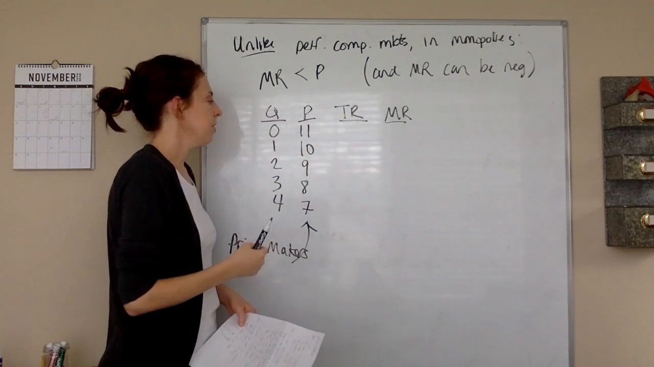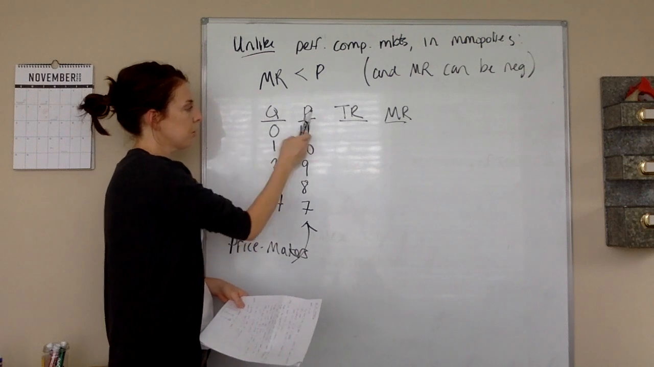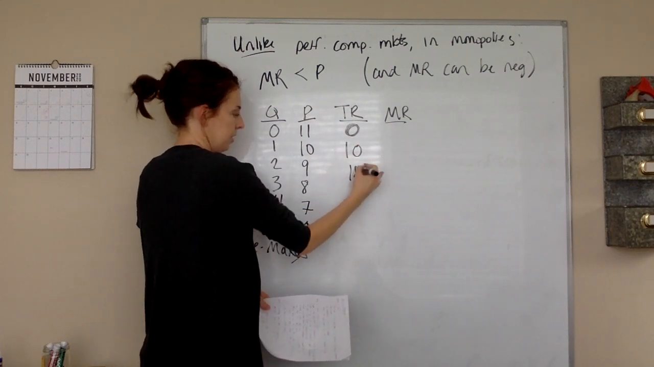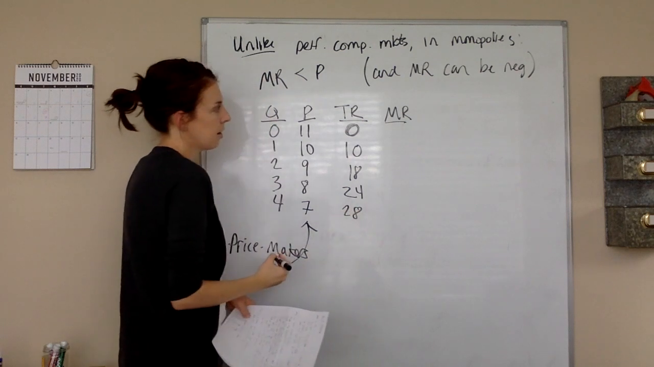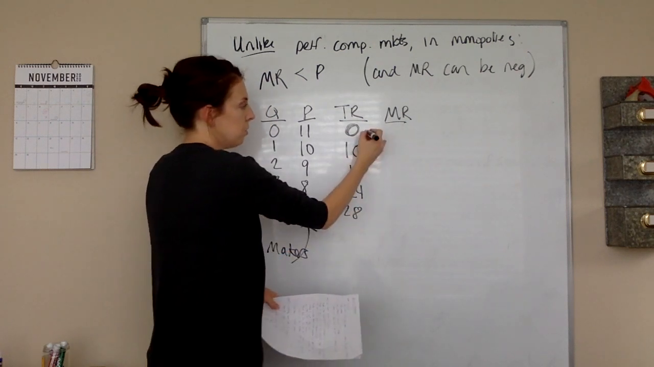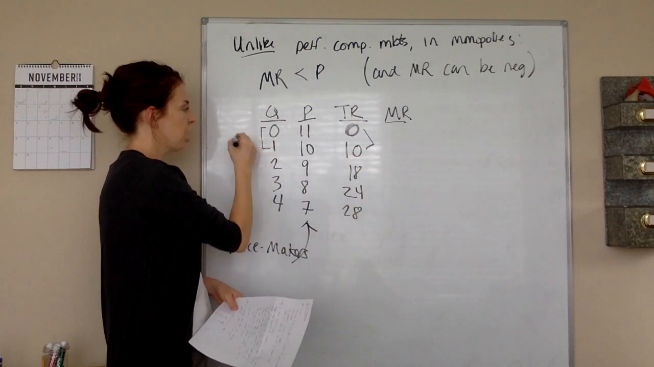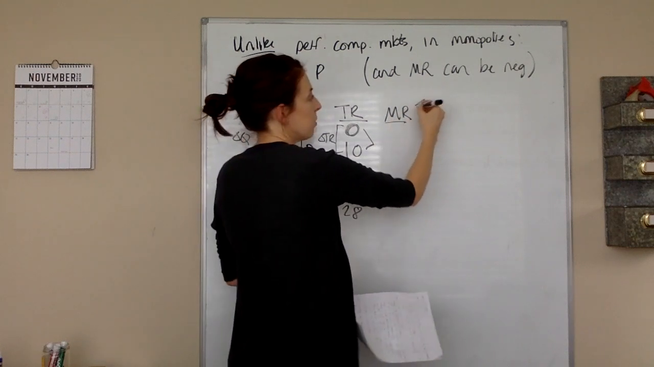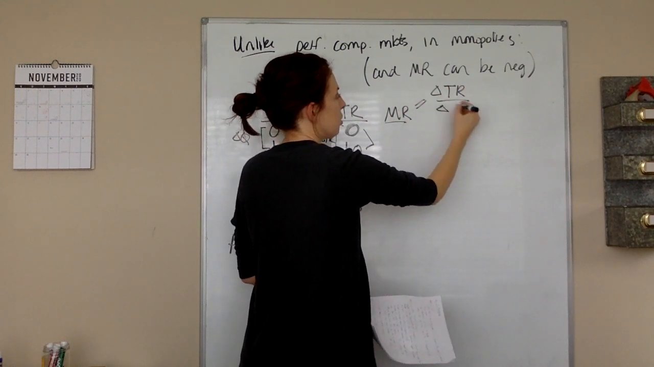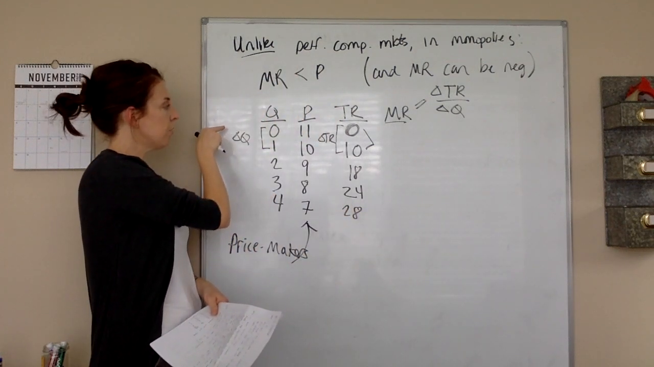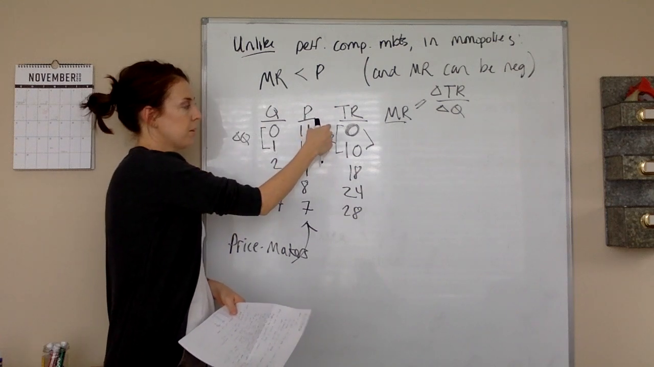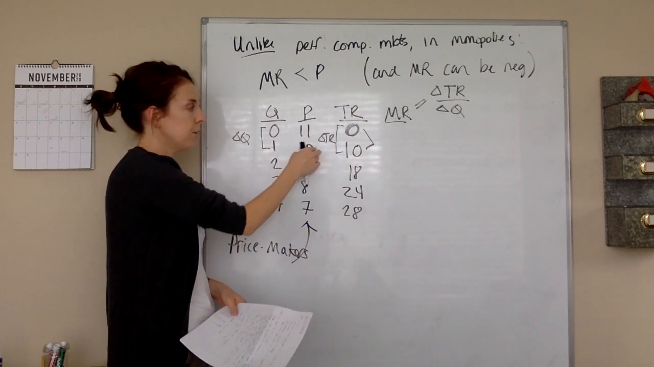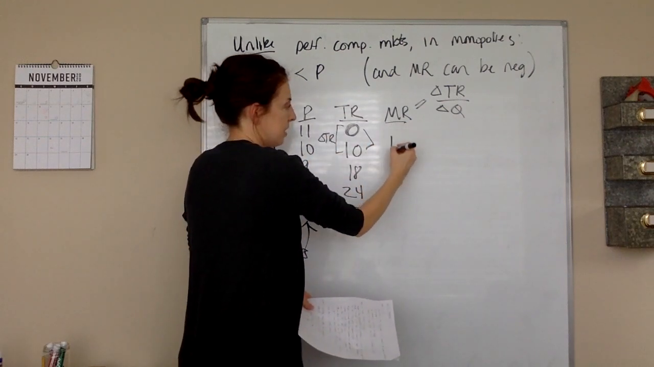Now we can start filling in the table. Total revenue is always price times quantity. If you multiply these two things, we get 0 in the first row, 10 in the next row, 18, 24, and 28. And now we can calculate marginal revenue. Marginal revenue is the same thing as before: we look at the change in the quantity and the change in the total revenue. Marginal revenue is the change in total revenue divided by the change in the quantity. So if the firm goes from 0 to 1, and their total revenue goes from 0 to 10, the marginal revenue at this increment is going to be 10.